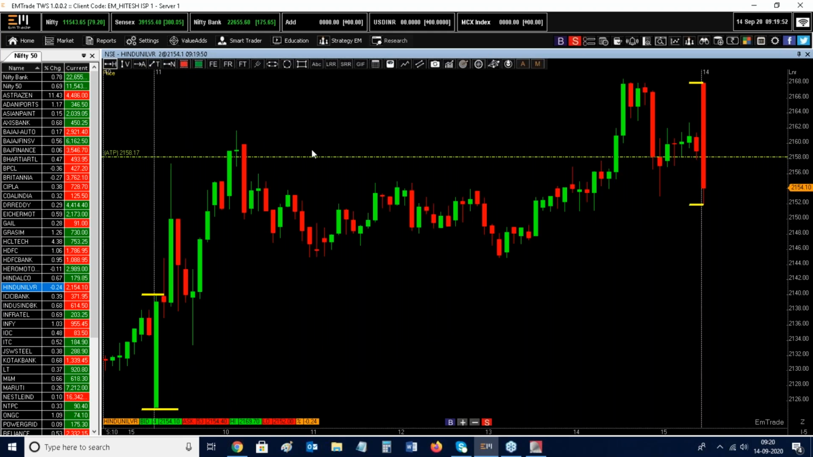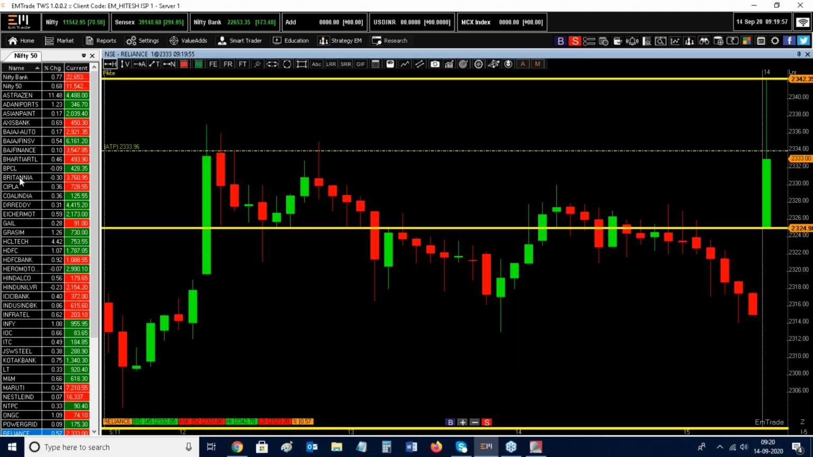Just go to 5 minutes, drop a line here. So the 5 minute candle has been formed. The strong gap up in the markets. Everybody is using the data, so it's getting clogged.